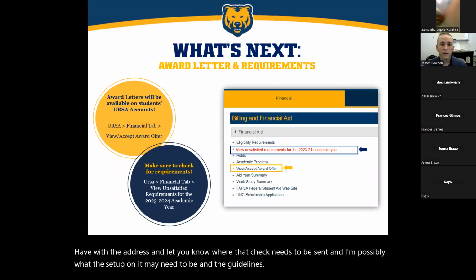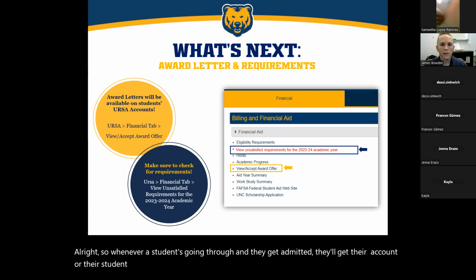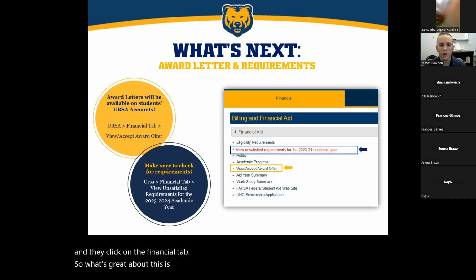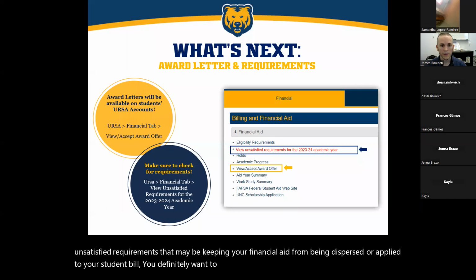All right. So whenever a student's going through and they get admitted, they'll get their URSA account or their student portal. This is a little snapshot of what it looks like whenever a student logs in and they click on the financial tab. What's great about this is that it's going to let you know right away if you have any sort of unsatisfied requirements that may be keeping your financial aid from being disbursed or applied to your student bill. You definitely want to keep a close eye on this and make sure you're completing any of those unsatisfied requirements if we're notifying you on them.